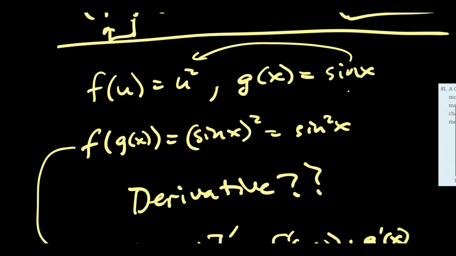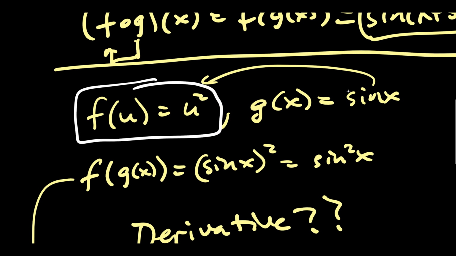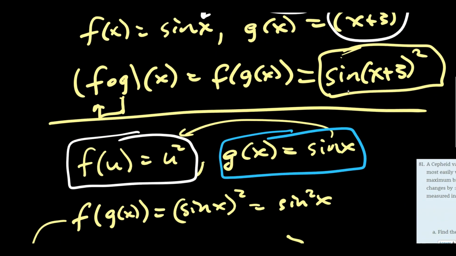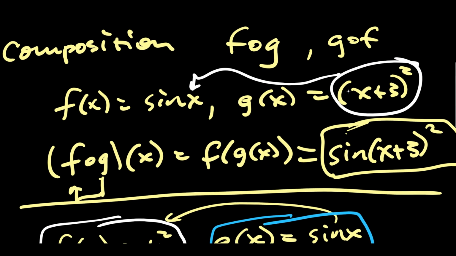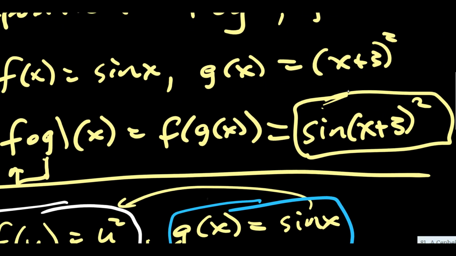So the outside and the inside function, which ones are those? The outside function will be this one here, and the inside function will be this one here. All right, let's go back up here. If you look, the outside function is this squared term, and the inside function is inside the parentheses. That's not always so obvious, but it's a good place to start when you're learning this.